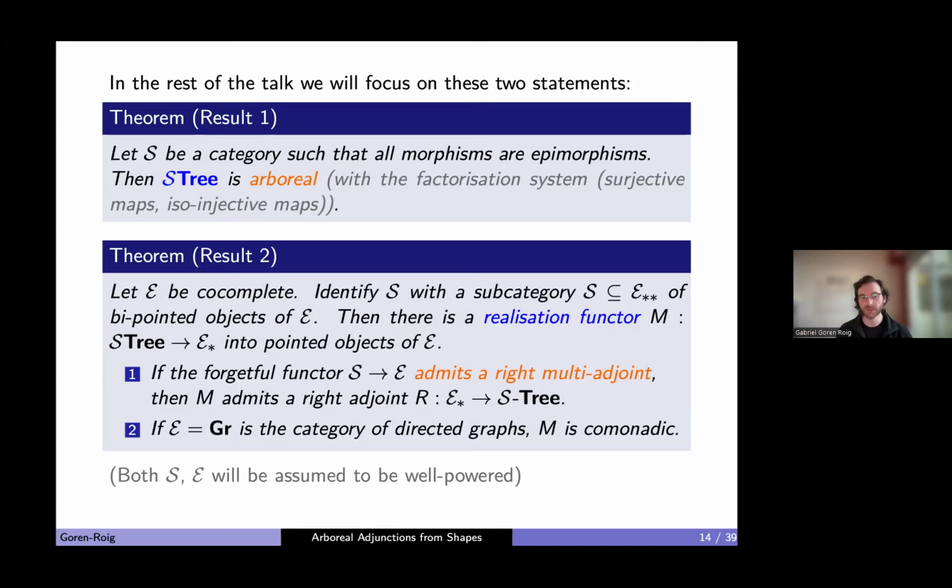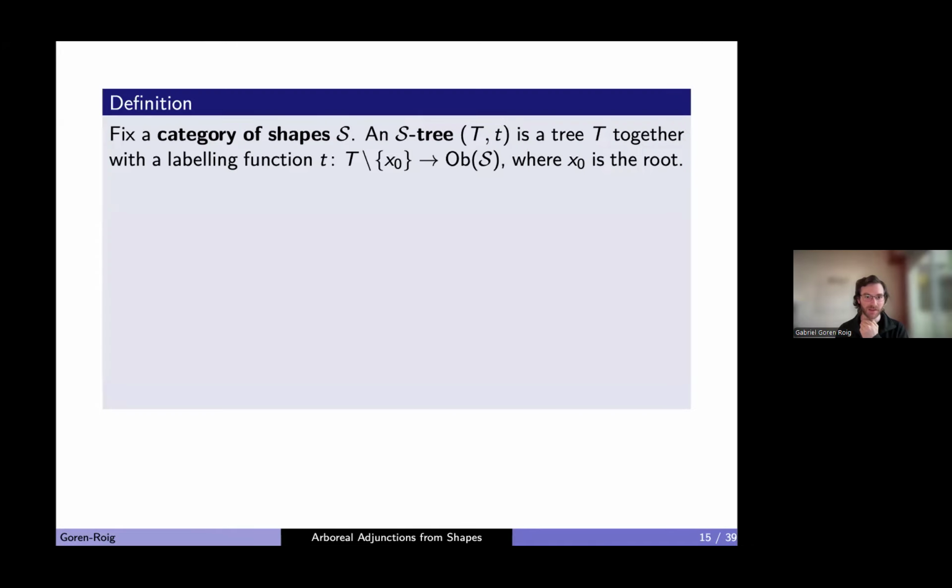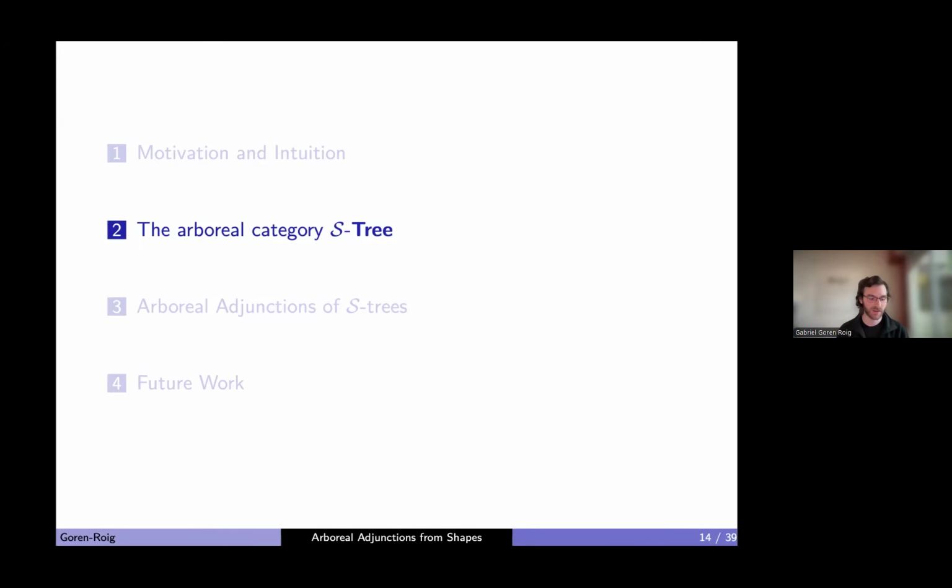So these are the results. I will also assume the categories to be well powered, which is a size assumption that I don't want to get into, but it has to be there. And that's, I mean, if you listened until this point, then you mostly know what I'm talking about. The rest is getting more formal and, of course, saying what things really mean. Is there any question right now?